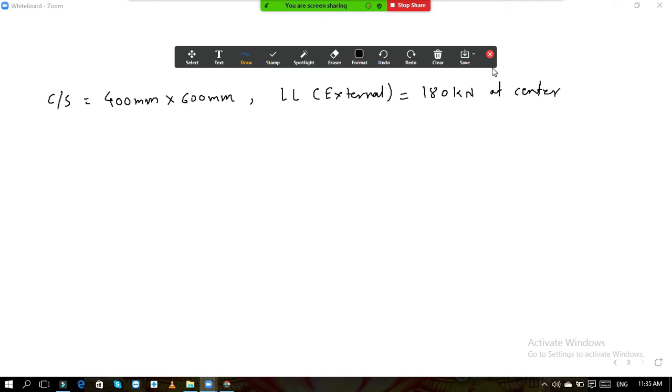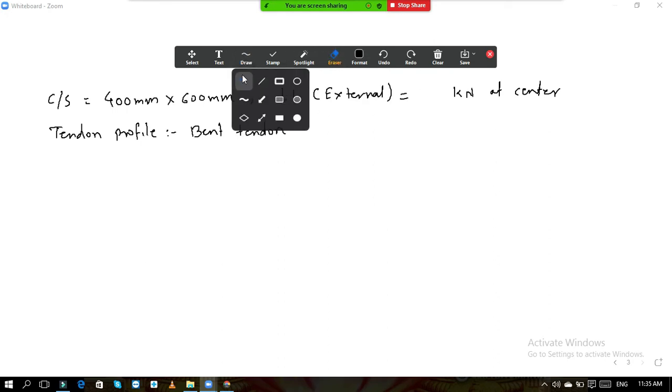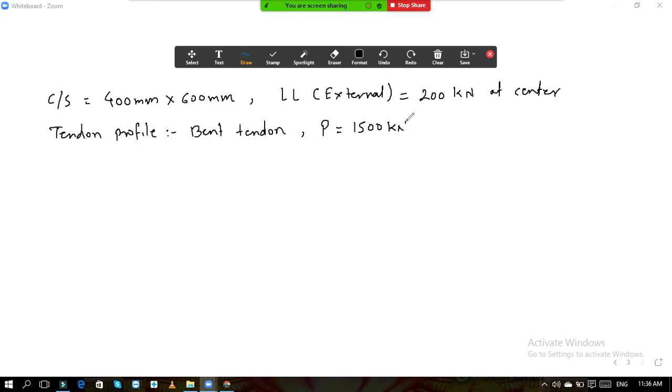And the beam is provided with a bent tendon. The tendon profile is not parabolic, a bent tendon is provided. And it is not 180, it is 200 kilonewton. And the effective pre-stressing force P is given to us. It is 1500 kilonewton. This is the value of P.